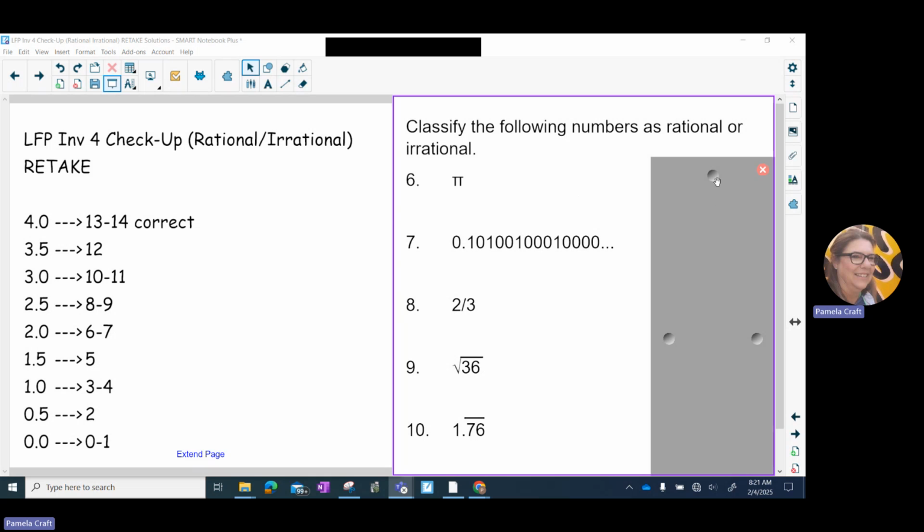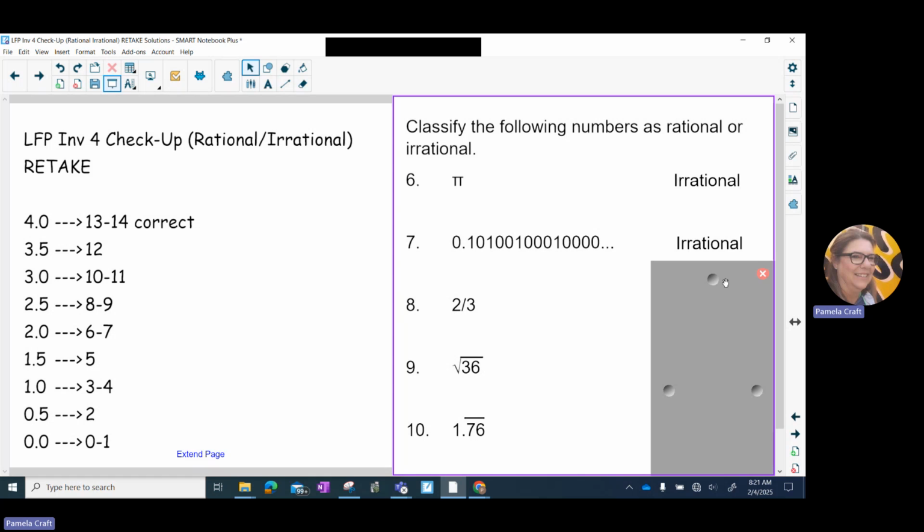Number 6, we have pi, and pi is the most famous irrational number we have. Number 7, we have 0.10, 100, 1000, and so on. This is definitely a pattern, but the pattern does not repeat. Therefore, it is irrational. Must have a repeating decimal for it to be rational.